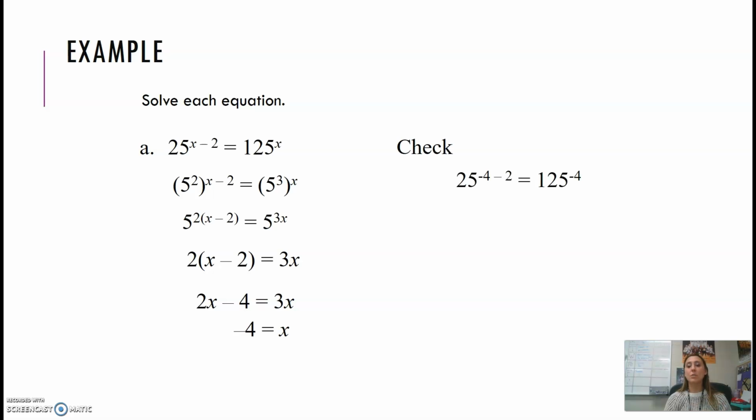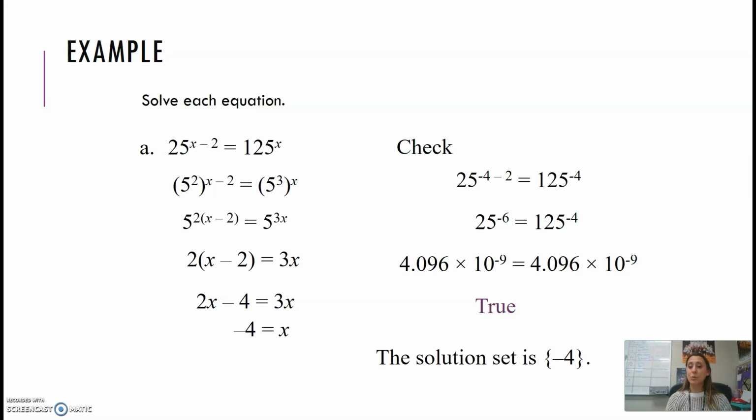Now what we want to do is plug it in. So if we plug in negative 4 minus 2, we end up with 25 to the negative 6 and 125 to the negative 4. The only thing we have left to do is to plug that in our calculator and make sure that they match. They do match, so then it is a true solution. So our answer really is x equals negative 4.